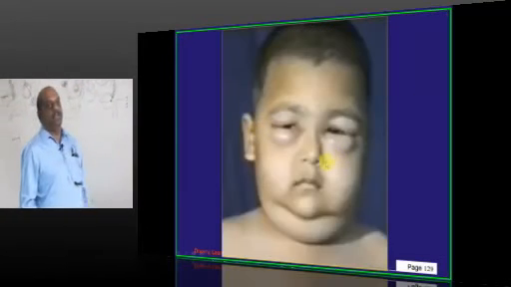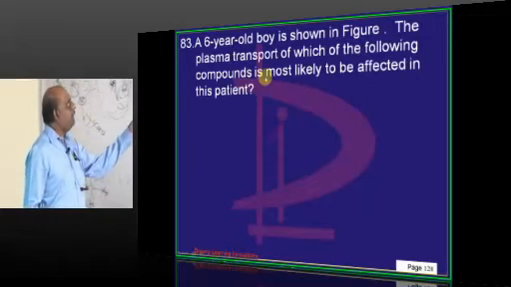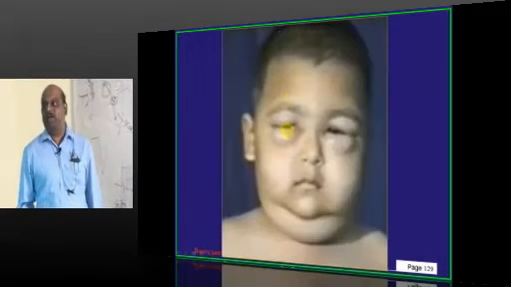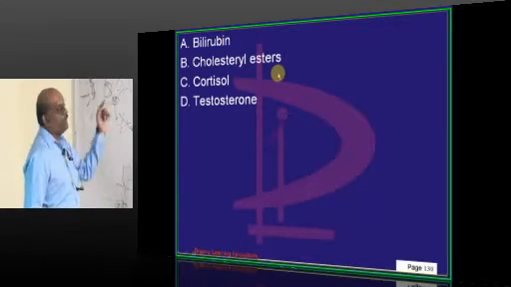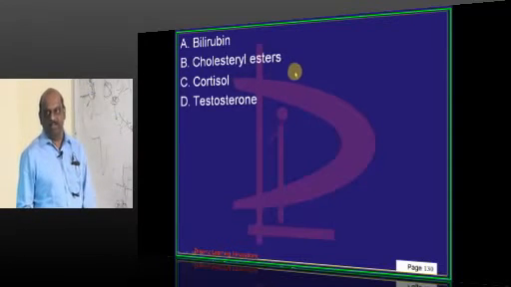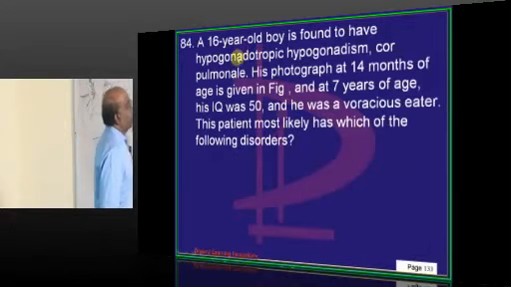A 6-year-old boy is shown in the figure. What is he having? Nephrotic syndrome. Whenever nephrotic syndrome is there, what does he have? Hypoalbuminemia. If the albumin is deficient, whose transport gets affected? Bilirubin's transport typically gets affected whenever you have hypoalbuminemia.